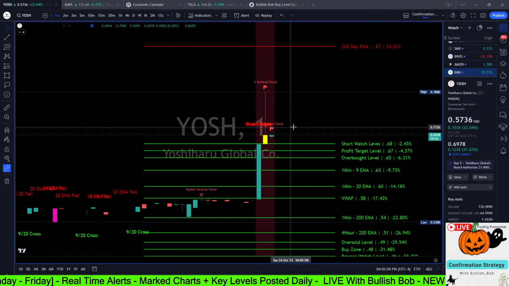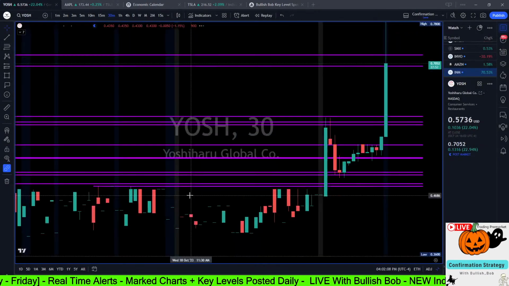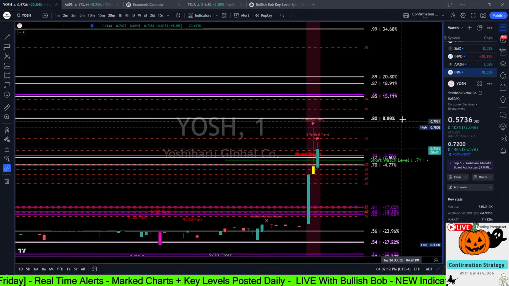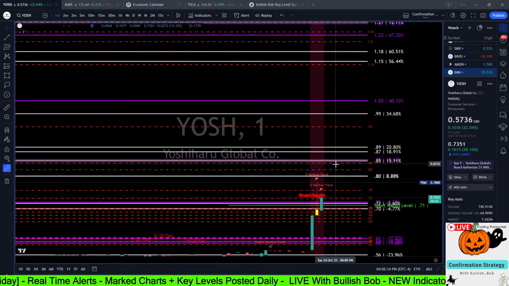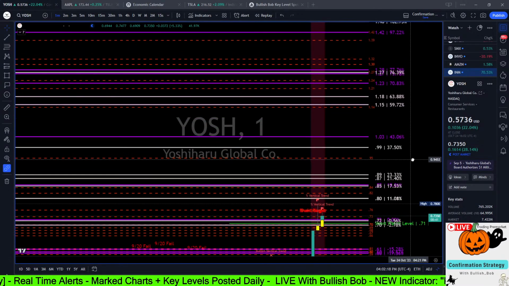So have the key levels now on Yosh. This is a cheapo. And I'll share this with everyone. This is the confirmation key levels. So if you're looking to trade confirmation, these are those key levels. So close over this area here, cluster 89 cents is worth watching for a move to 99 cents.